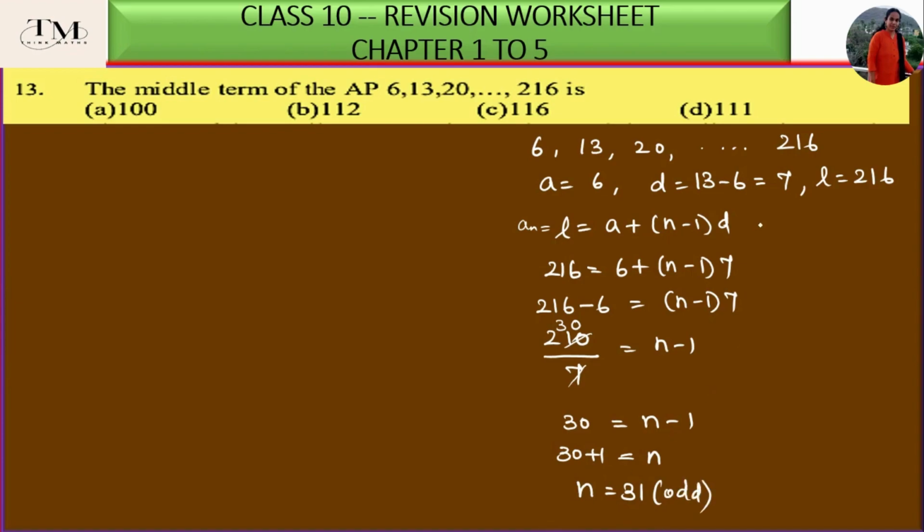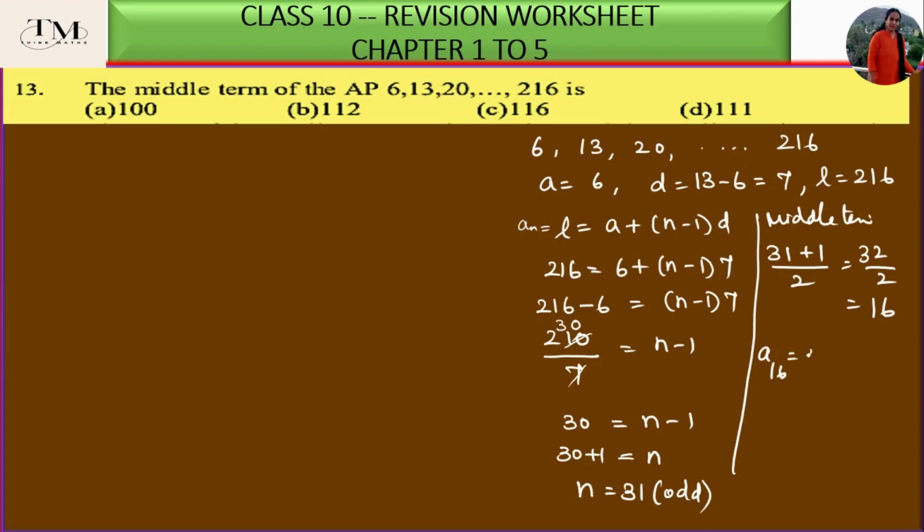If it is an odd number, the middle term is nothing but 31 plus 1 divided by 2. So 32 by 2 is 16. So the middle term is 16. We have to find out the middle term, that is A16.